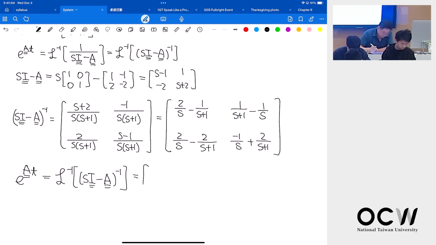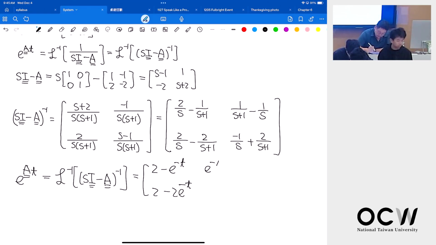So when you check the table, 2 over s will be 2 minus e to the minus t. 2 minus e to the minus t. And here, e to the minus t minus 1. Minus 1 plus 2 times e to the minus t.